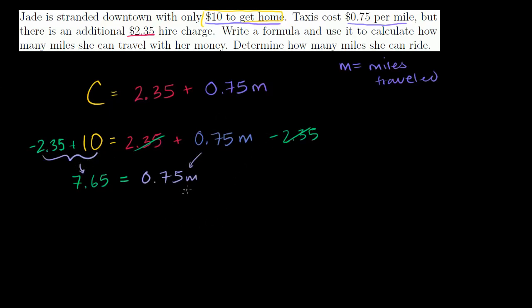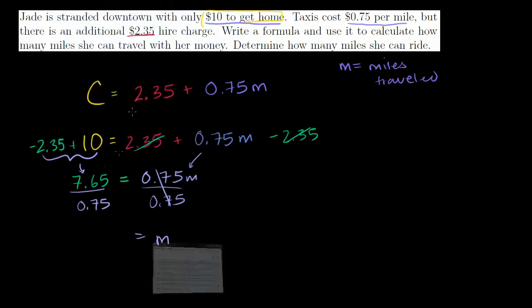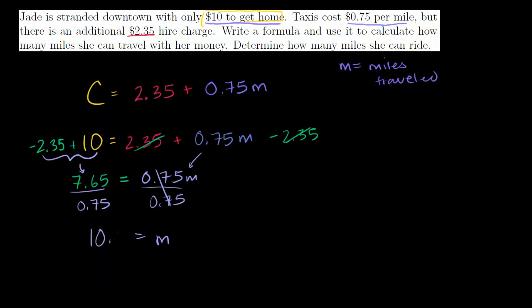Now to solve for m, I can just divide both sides by 0.75. So if I divide that side by 0.75, I have to do it to the left-hand side as well. That cancels out. So on the right-hand side, I'm left with just an m. And on the left-hand side, I'll have to get my calculator out for this one. I have 7.65 divided by 0.75, which is equal to 10.2. So Jade can travel, m is 10.2. So Jade can travel 10.2 miles.